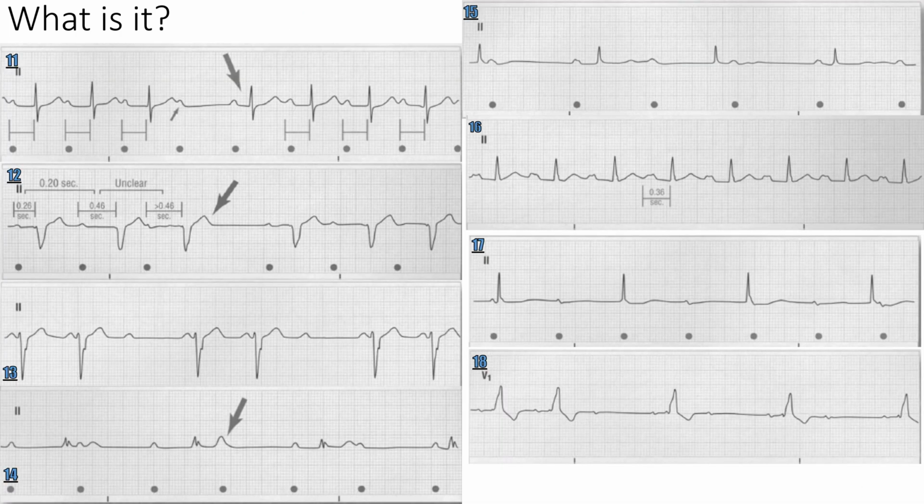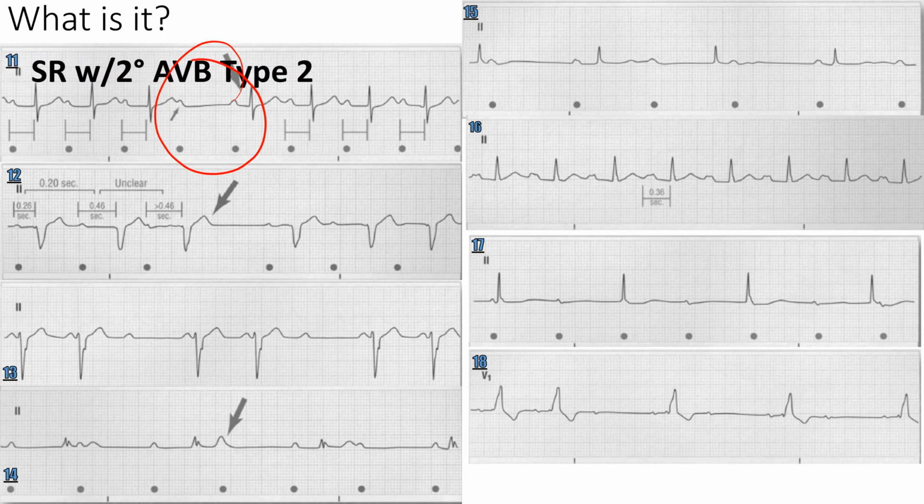Well, definitely something is missing, right? So that means definitely a what kind of block? Second degree of some sort. So we've got to figure out if it's type 1 or type 2. Those PR interval measurements, are they even or are they getting longer, then dropped? What is it? Looks pretty even, right? So if it's an even PR interval greater than 0.20, and we know we have an irregular rhythm, it's a second degree type 2. Okay. And then what about number 12?